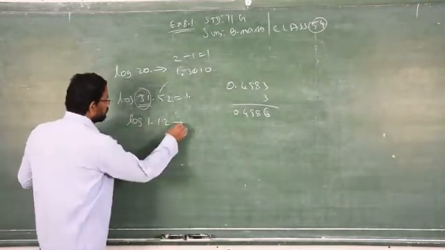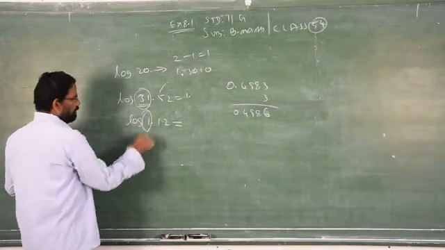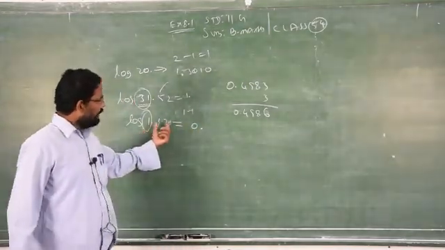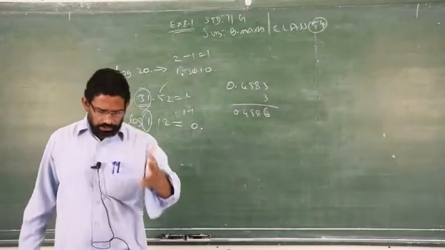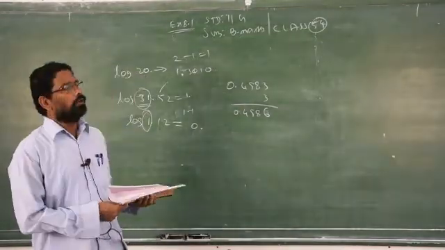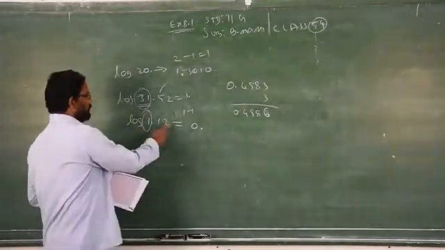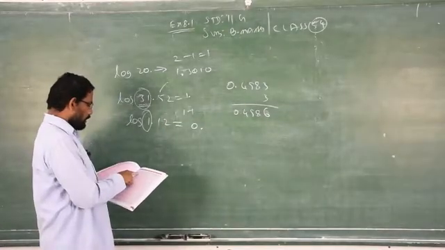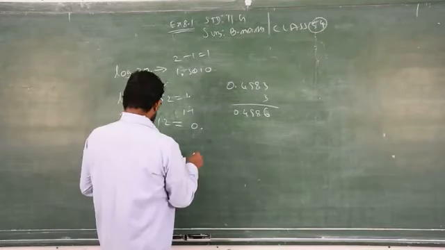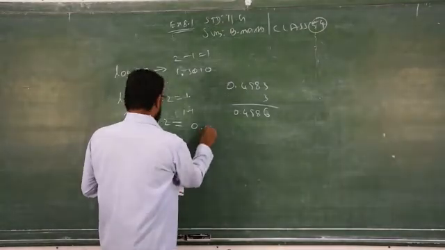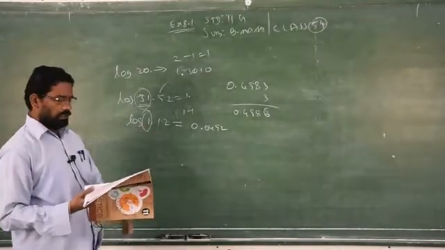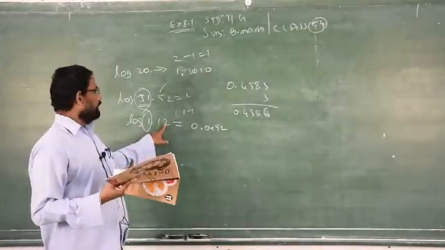Likewise, 1.12. The number of digits is 1. So 1 minus 1 is how much? 0, 0 point. Now 11 under, only the third digit is there. So no need to go for mean difference because the fourth digit is not given. So you can see 11 under 2. What is 11 under 2? 0.0, already 0, so 0.492. So 1.1, that is 11 under 2.